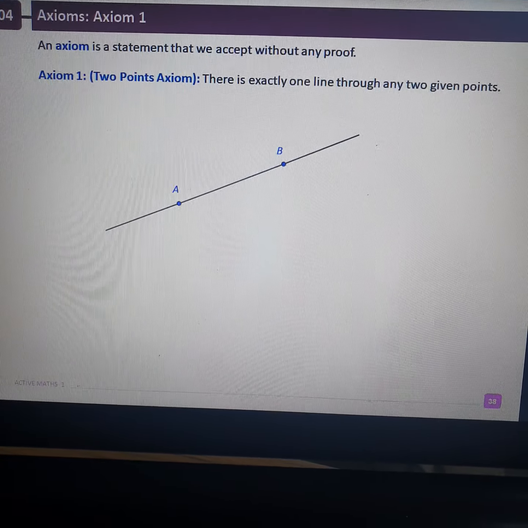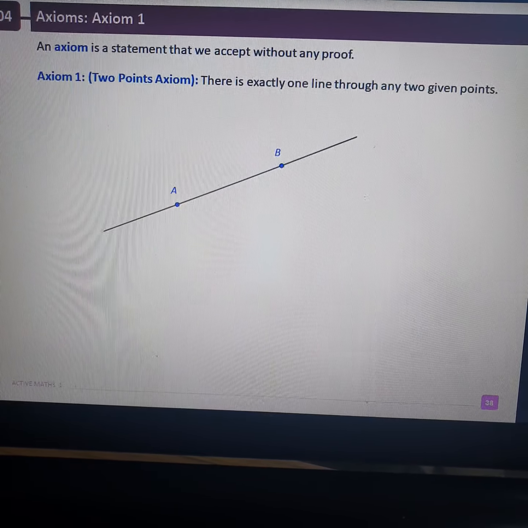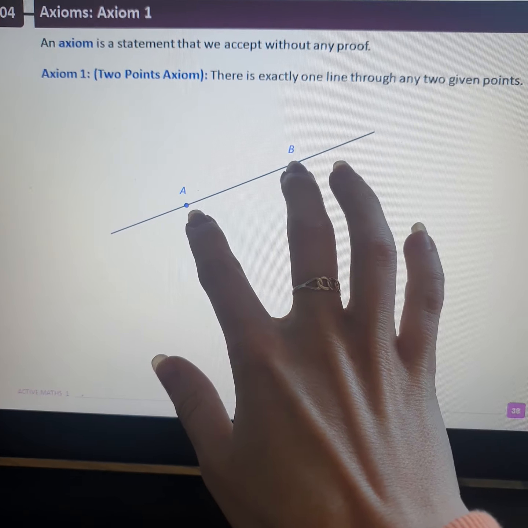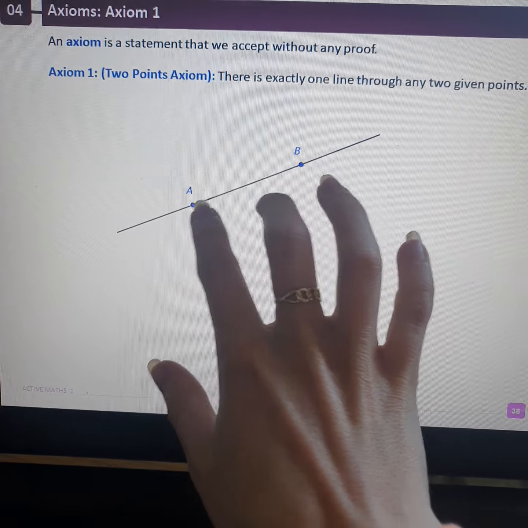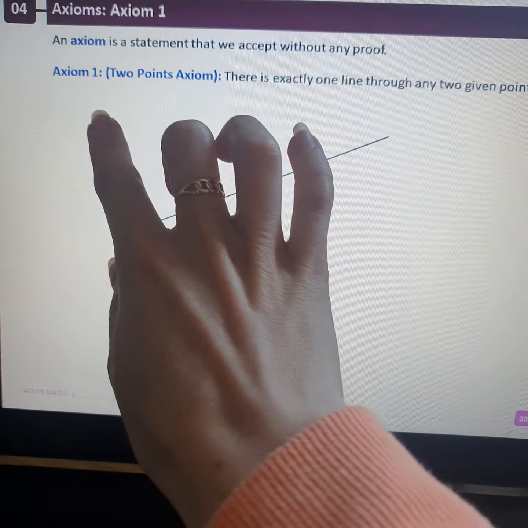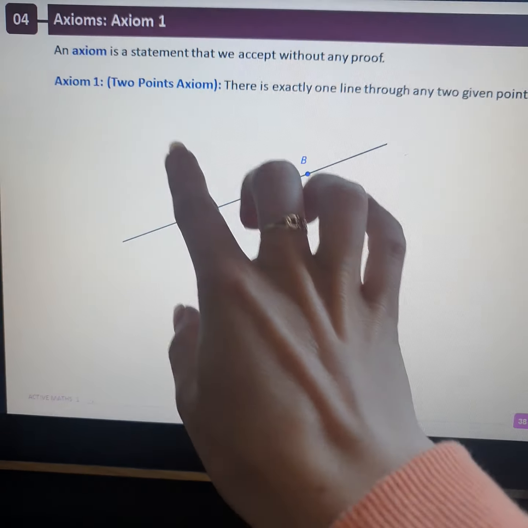So look at this line here. It passes through the points A and B. I suppose you could call AB a line segment on the line. The line will continue on into infinity. You couldn't draw another line through those 2 points. You couldn't draw a line this way, or which way would it go? You need at least 2 points.